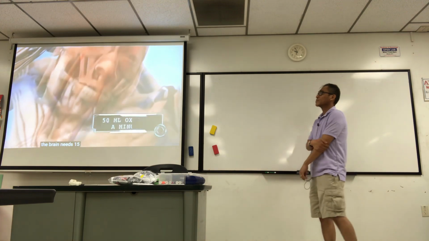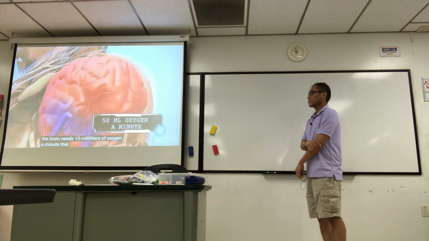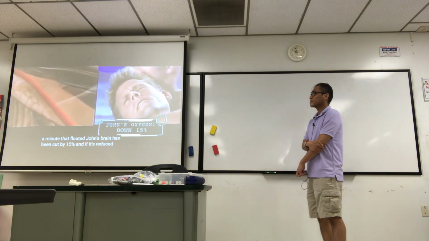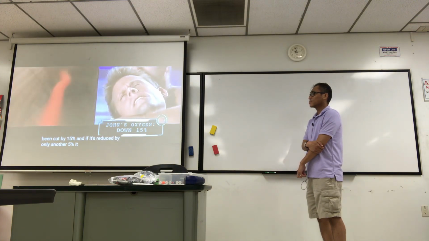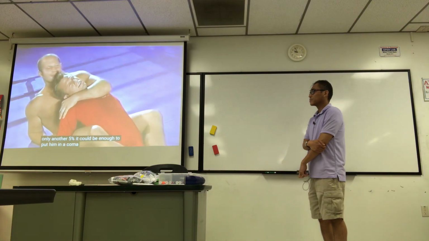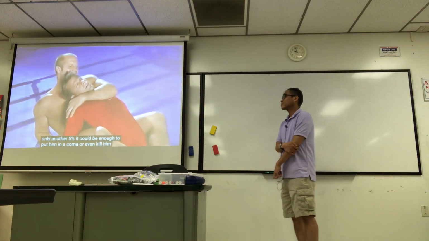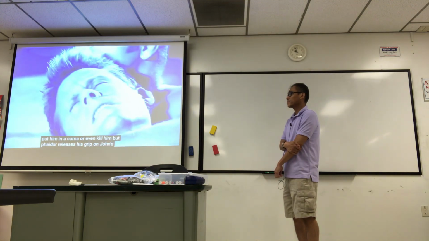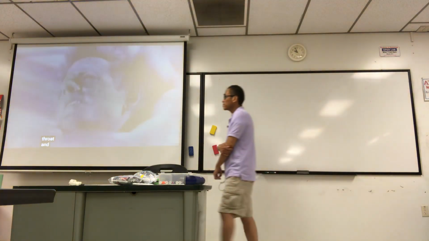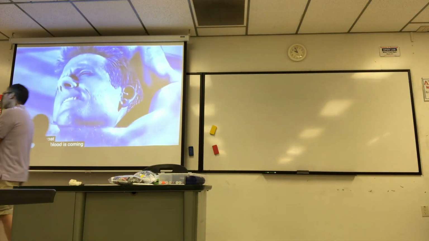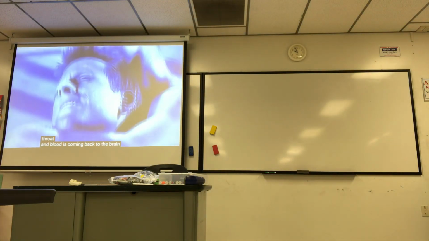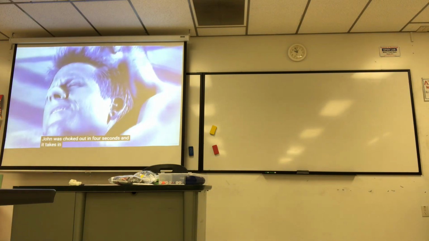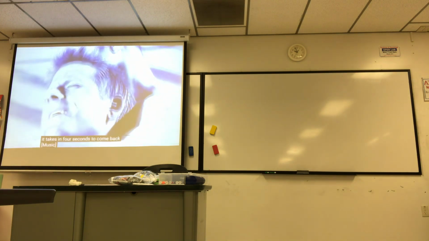The brain needs 50 milliliters of oxygen a minute. That flow to John's brain has been cut by 15%. And if it's reduced by only another 5%, it could be enough to put him in a coma, or even kill him. But Fedor releases his grip on John's throat. And blood is coming back to the brain. John was choked out in 4 seconds, and it takes him 4 seconds to come back.